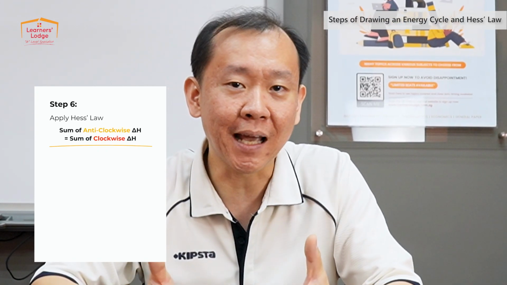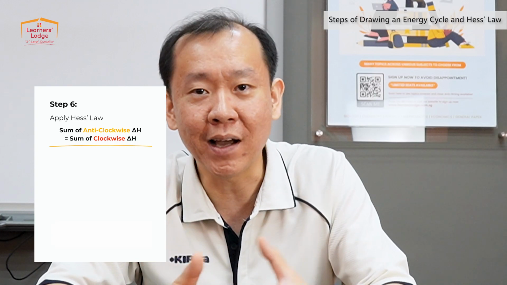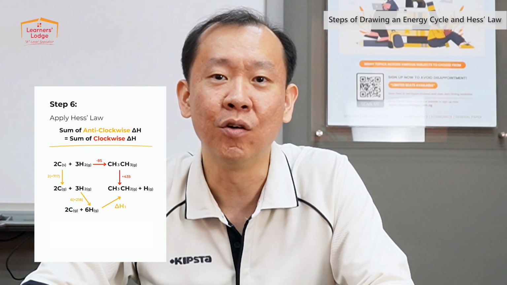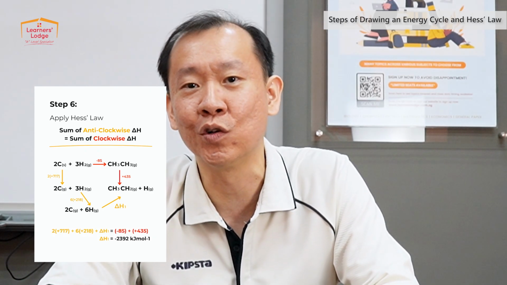After we complete the energy cycle, it is now time to apply Hess's law. And it is very simple to apply Hess's law. All we need to do is to sum up all the anti-clockwise arrows and equate that to the sum of clockwise arrows, and you will then be able to work out the unknown enthalpy change. Delta H1 in this case would simply be minus 2392 kilojoules per mole. And so this is the method and the steps to follow to draw an energy cycle easily.